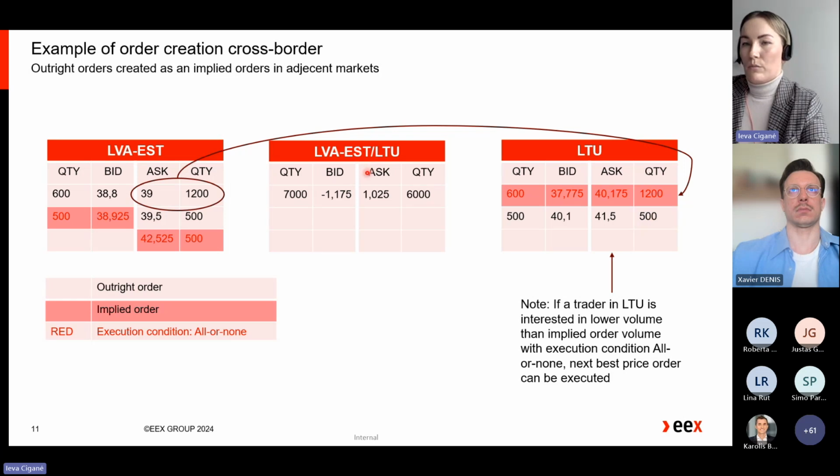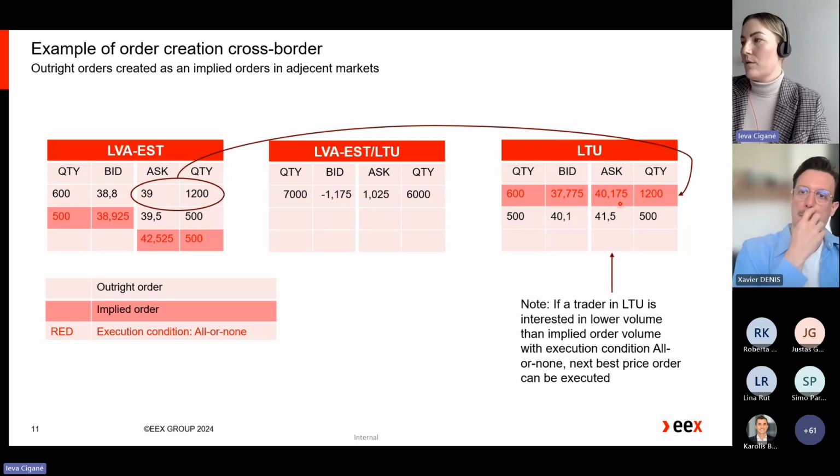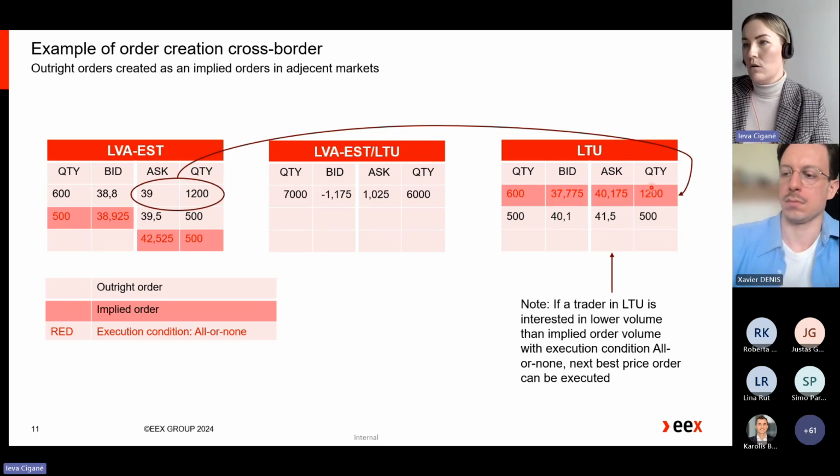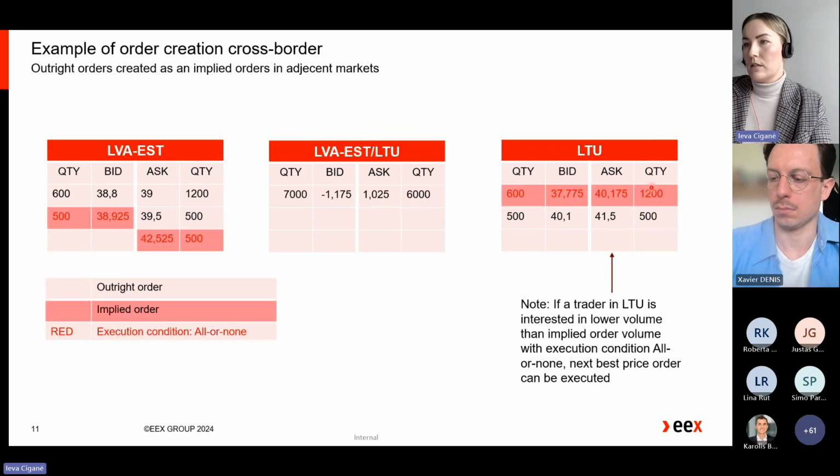Another important principle, which maintains the logic currently applicable on GET Baltic as well, is that the buyer always pays for the transportation. Therefore, following this example, if we have a trader in Latvia-Estonia willing to sell for 39 euros, when the implied order is created, the tariff is taken into account and added to this sell order. So accordingly, the price is a bit higher, because once the buyer executes it, part of the paid amount will be transferred to the seller and the rest to the TSO, and vice versa.